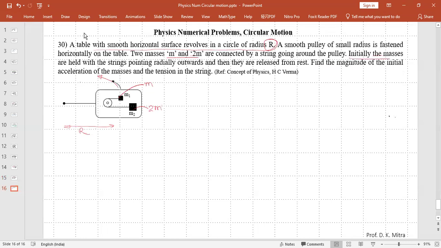Now, initially, the masses are held with the string pointing outwards. That means somebody holds these two masses, pointing them radially outward so that the strings are taut, and then the revolution starts and it is released. What will happen in this case? Because to solve this problem, understanding what will happen is very crucial. If you don't understand what will really happen, you cannot solve this problem.